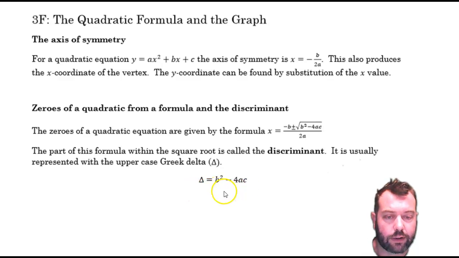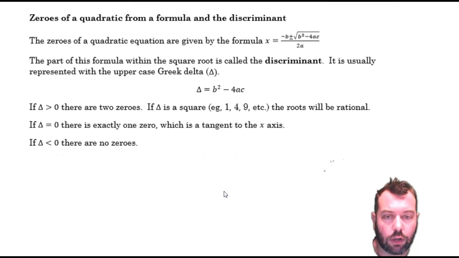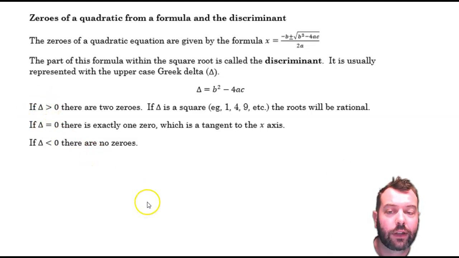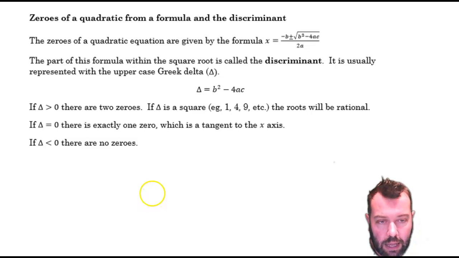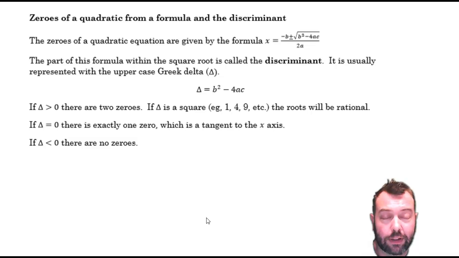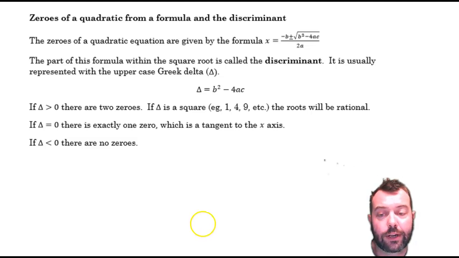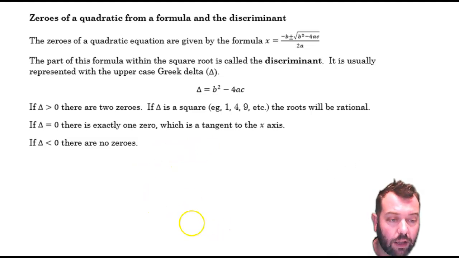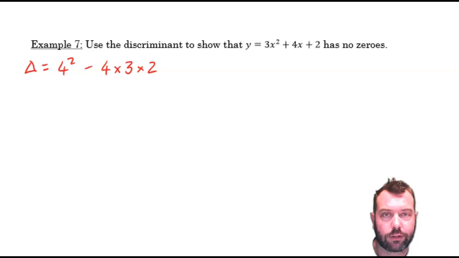Okay, here's our discriminant here. As a reminder, if my discriminant is greater than 0, then we have 2 zeros, not 2 roots. Let's stick with the word roots. If it's equal to 0, then I have a perfect square, and that means that the x-axis is a tangent to our graph. And if the discriminant is less than 0, then my function has no zeros.